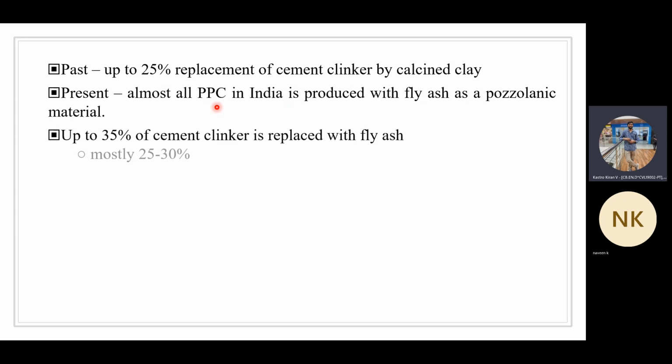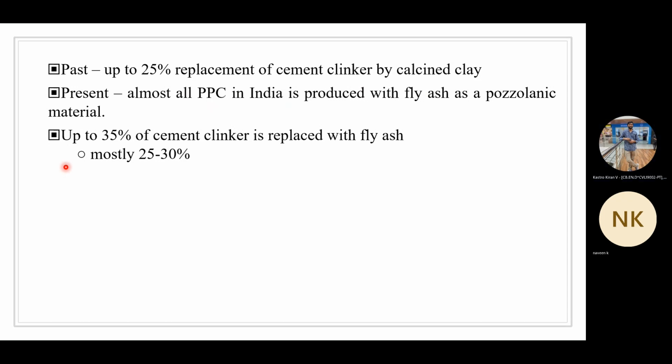But nowadays we are using up to 35% of fly ash in the cement. It is no more the 5%. It has been proved that we can go up to 35%. We'll go with 25 to 30%.